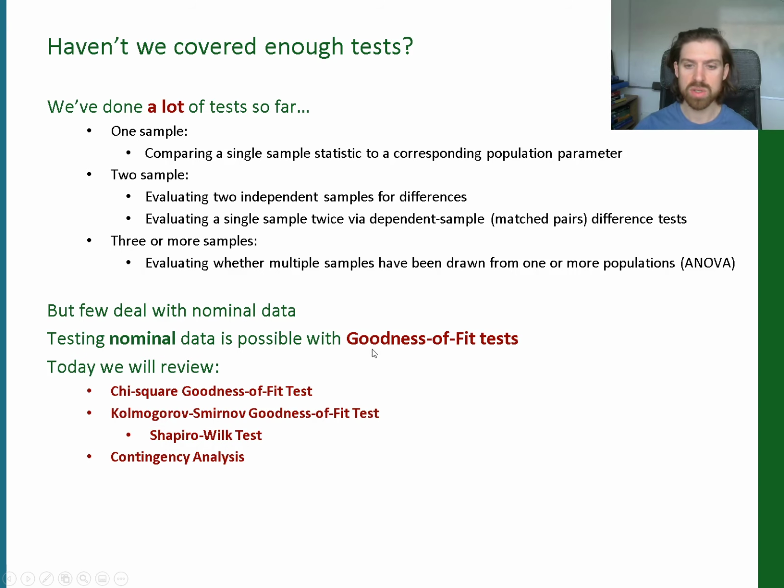And it is possible using goodness of fit tests. We've got 3 that we're going to be covering today: the chi-squared goodness of fit test, the Kolmogorov-Smirnov goodness of fit test, which is one particular approach. There's also the Shapiro-Wilk test that we'll cover very briefly. And then there's contingency analysis, which we'll go into.